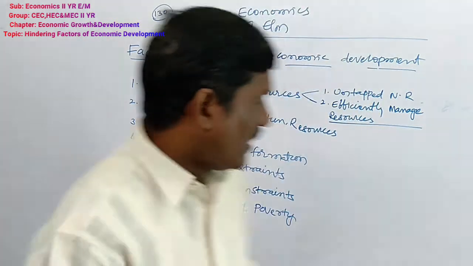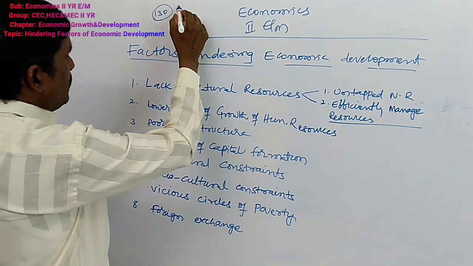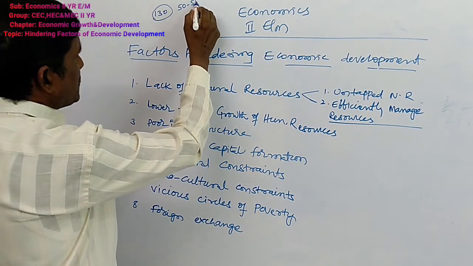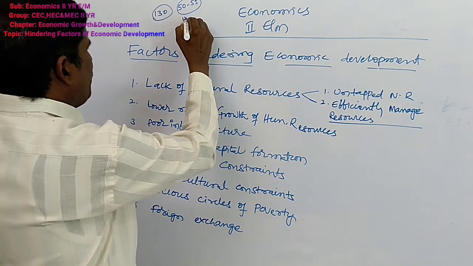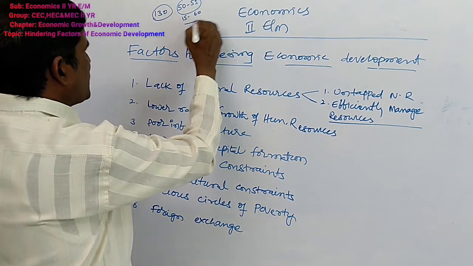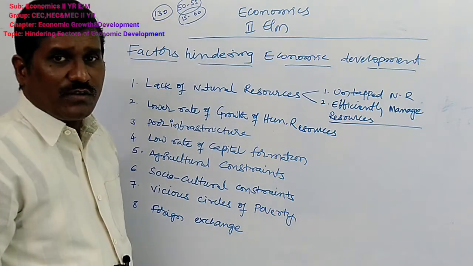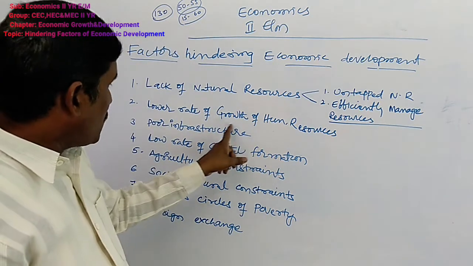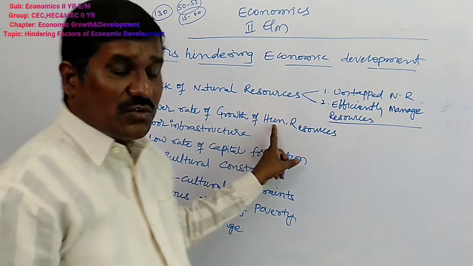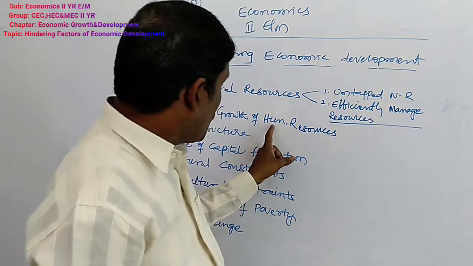But here only 50 to 55% is the workforce. What is called workforce? The population above 15 years to 60 years is called workforce. We have 130 crores of population, but there is no proper utilization of the human resources.